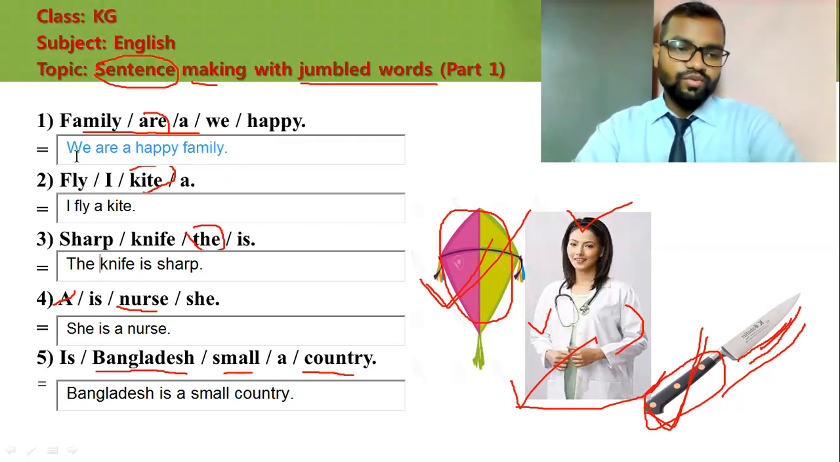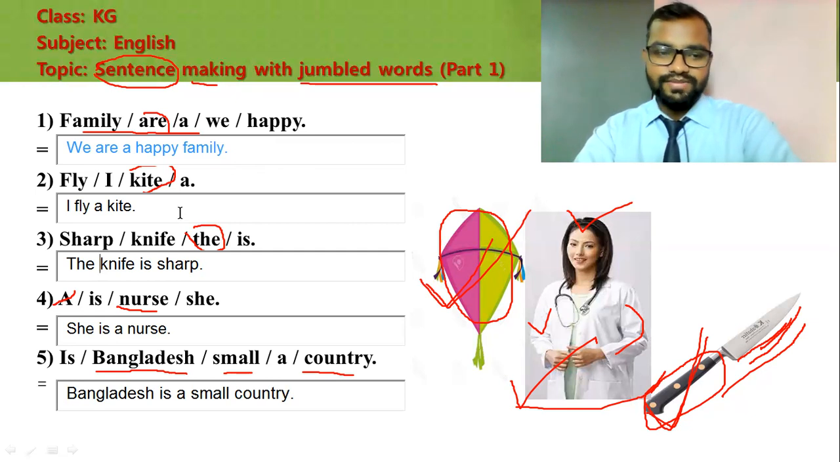Well, the first one. We are a happy family. Please repeat after me. We are a happy family. Good. Very good. Now, the second one. I fly a kite. Well done. You're doing very good. Trust me.